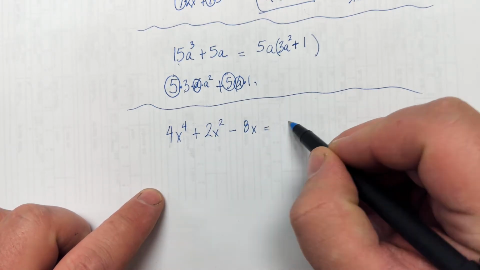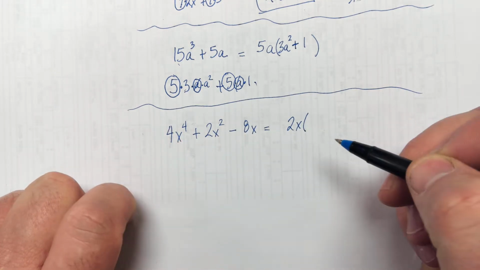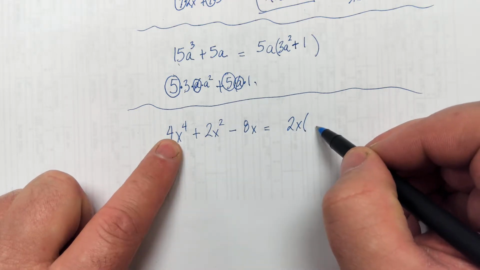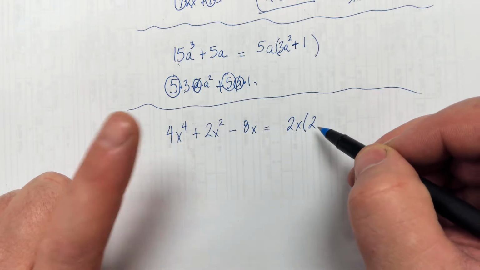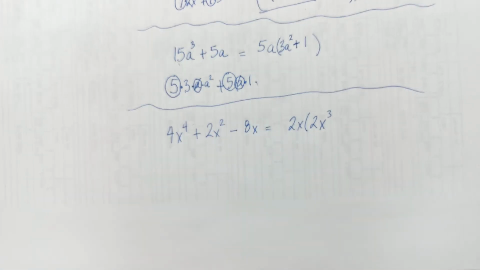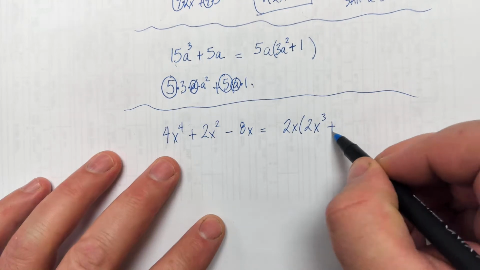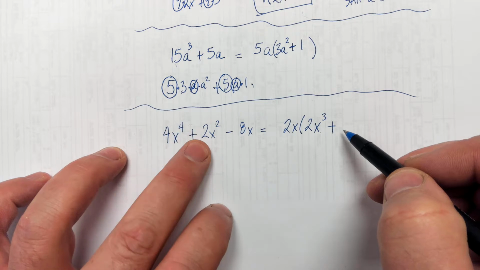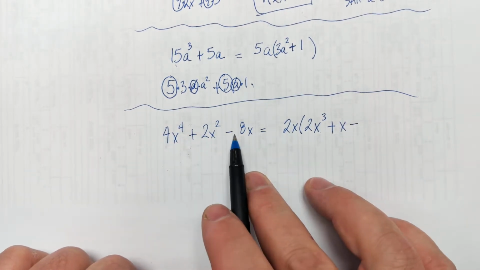So we're going to take out a 2 because 2 goes into everything, and we're going to take out an x. So 2x times what equals 4x to the 4th? Well, 2 times 2 is 4, right? And x times x cubed would be x to the 4th. Good so far? Okay. And then we have to figure out 2x times what equals 2x squared. That's x. And then minus, don't mess up your signs.